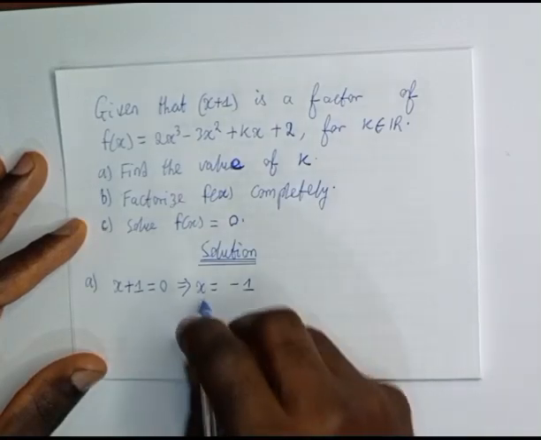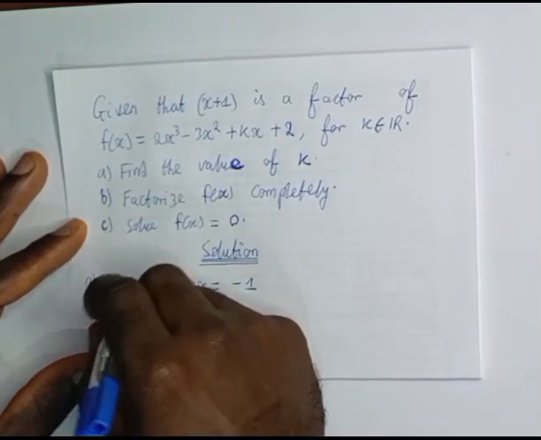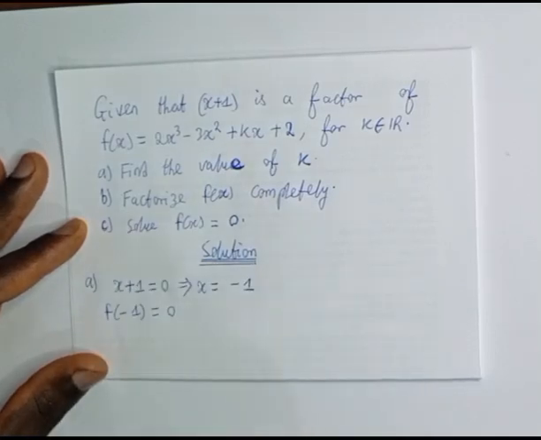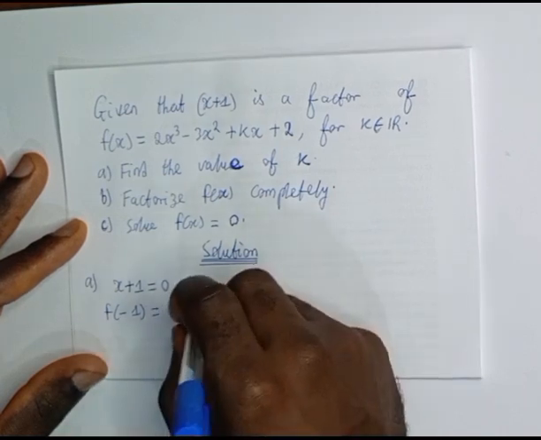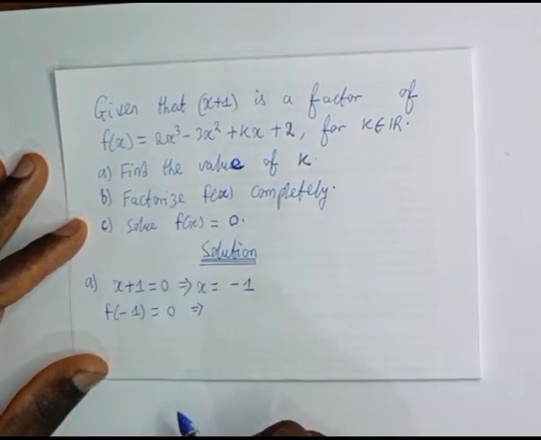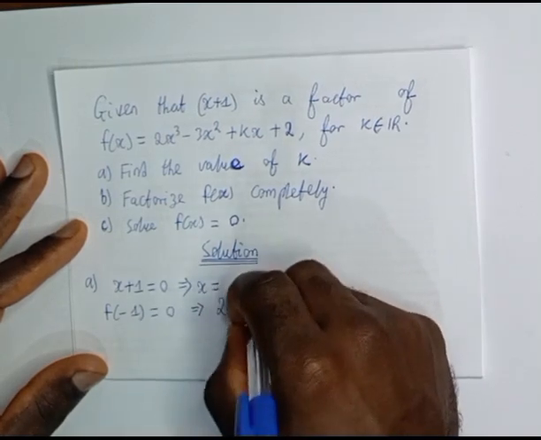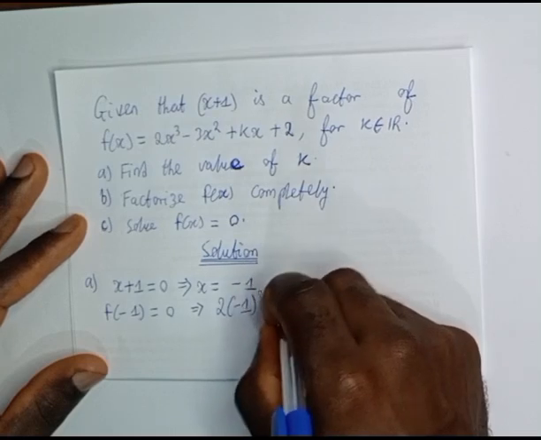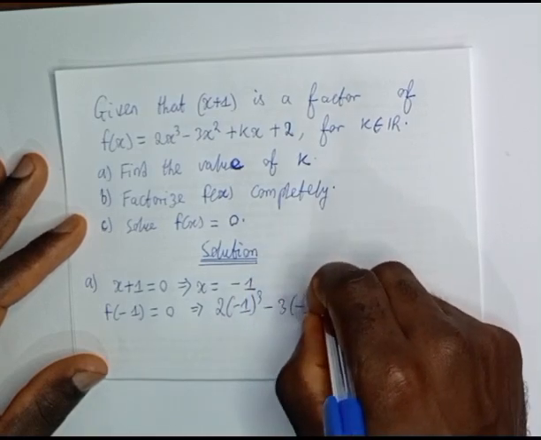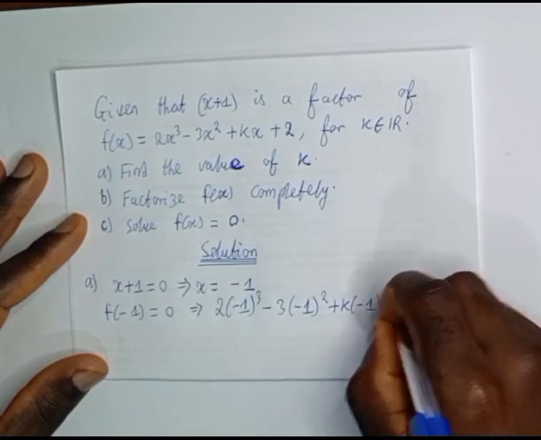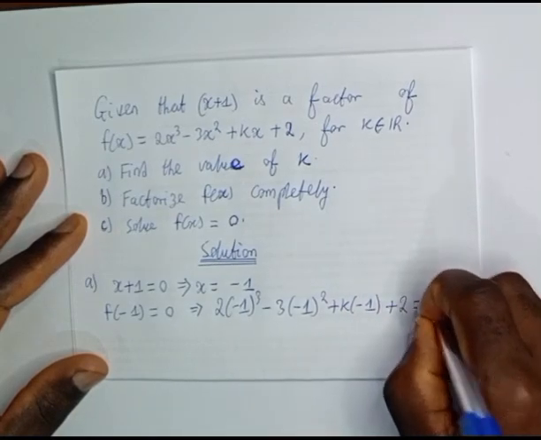Then f of negative 1 will be equal to 0 according to the factor theorem. This will simply imply that in the polynomial f of x, we are to replace x with negative 1. This will give us 2 times negative 1 cubed minus 3 times negative 1 squared plus k times negative 1 plus 2. We equate this to 0.